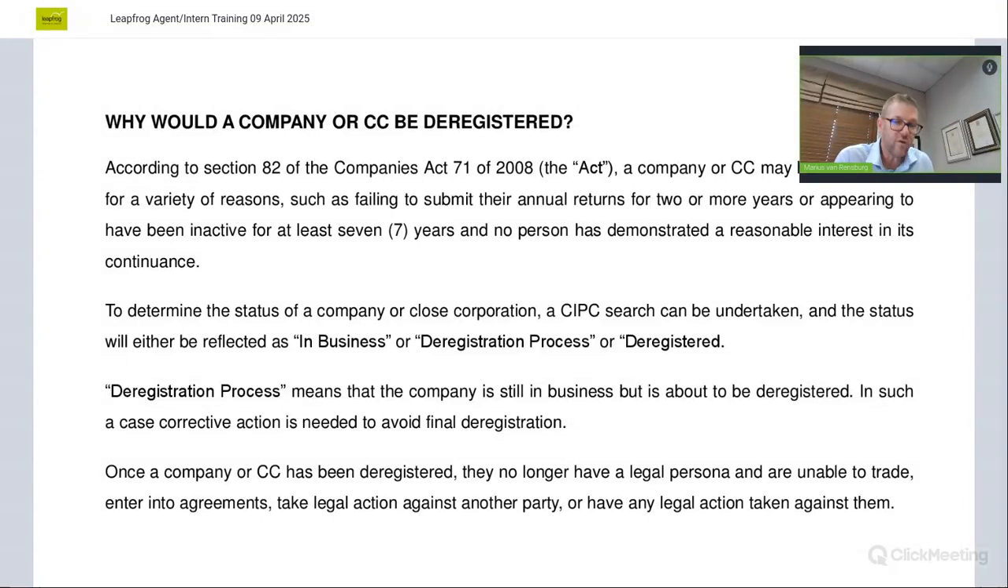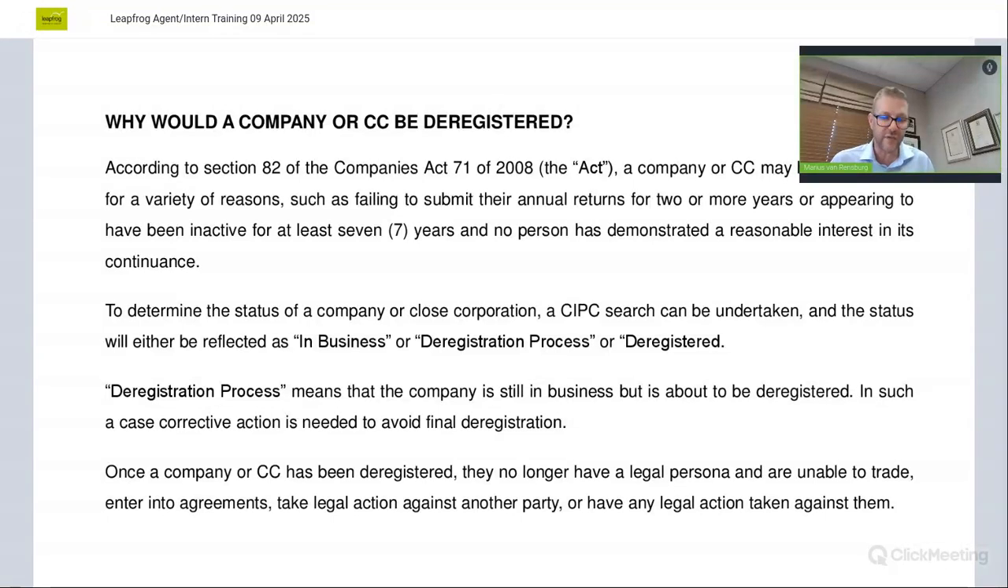So the ordinary status is in business, and if you do a CRPC search on a company, in the top right-hand corner, it's going to say in business, or it'll say deregistration process or deregistered. If it's in business, you're good to go. The company's in business, it's got full contractual capacity. The company can contract in its name, it's all good.